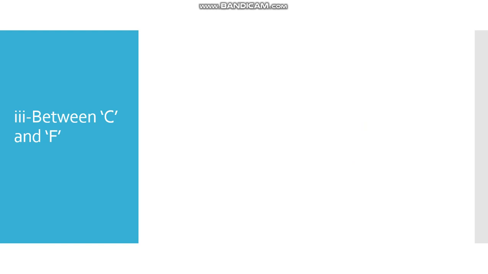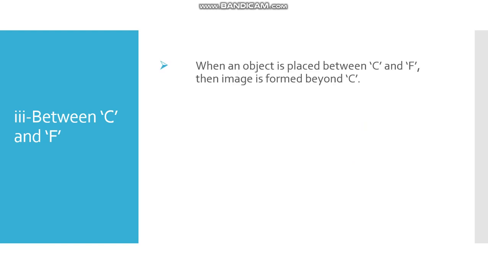So now when the object is placed between C and F, यानी C और F के दरमियान हम object को और करीब लेकर आ रहे हैं mirror के. So when an object is placed between C and F, the image is formed beyond C. Okay, again you have to remember this case. Then whenever an object is placed between C and F, the image is formed beyond C.